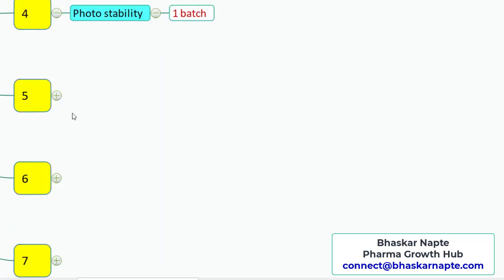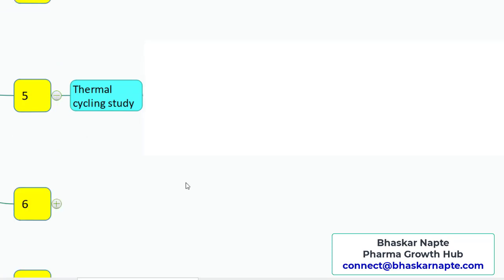The fifth point is the thermal cycling study. The thermal cycling study is generally applicable for sterile products or products that are susceptible to phase separation, loss of viscosity, if there are chances of precipitation, or if agglomeration or aggregation can happen. For all those products, the thermal cycling study is required. So you are going to change the temperature. It is also called a freeze-thaw study.